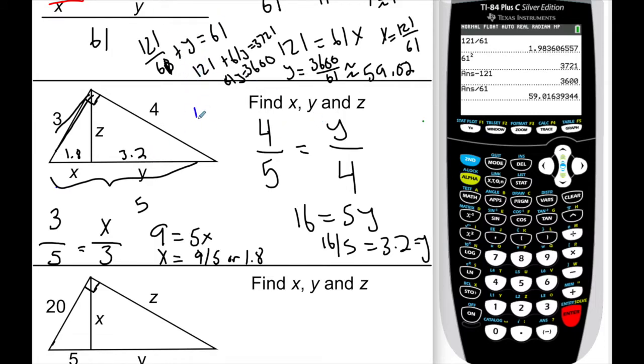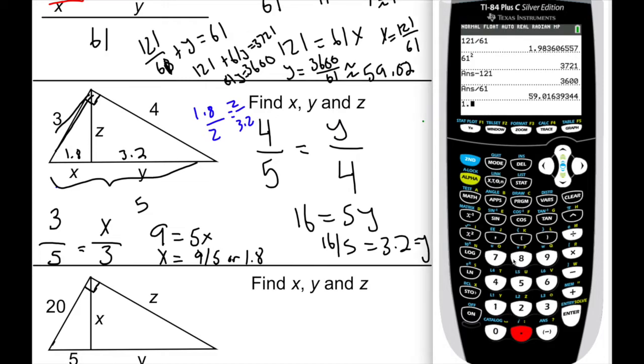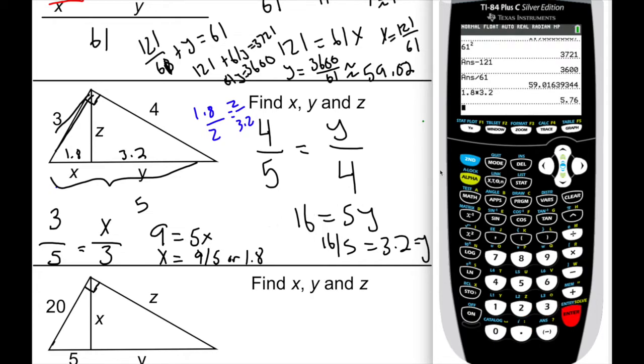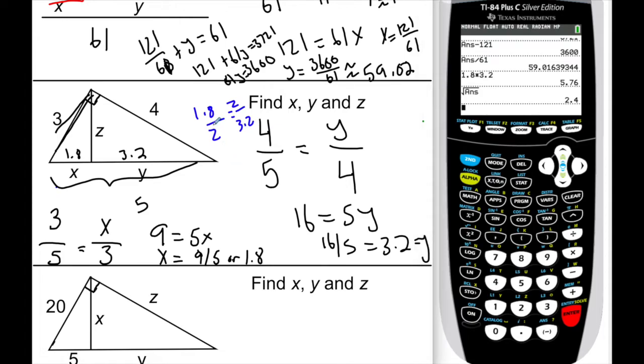So I know that 1.8 is to z, as z is to 3.2. So I'll do 1.8 times 3.2. And let's see if that has a square root. So I'll do square root second for the answer. It does. Interesting. So z squared equals 5.76. So z equals 2.4. Okay.